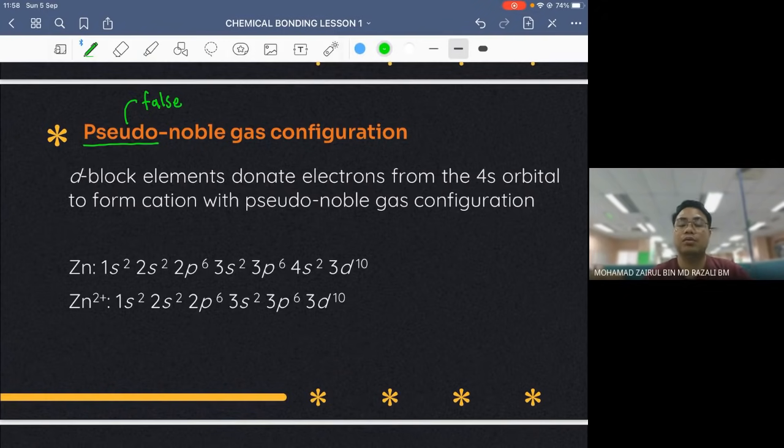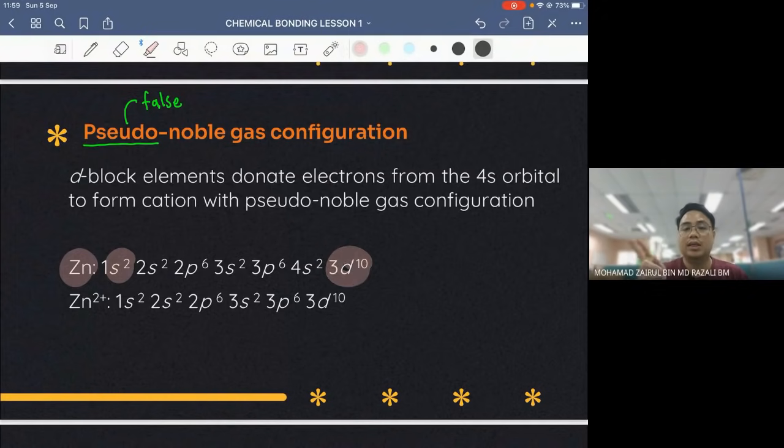Okay, normally the pseudo noble gas configuration ni happen dekat D block element, which is the transition element. Okay, so we know that D block elements will donate the 4s electrons in order to form cation with a pseudo noble gas configuration. So for example is zinc. Okay, zinc dia ada 30 elektron. So the electronic configuration for zinc is 1s2 until 3d10.